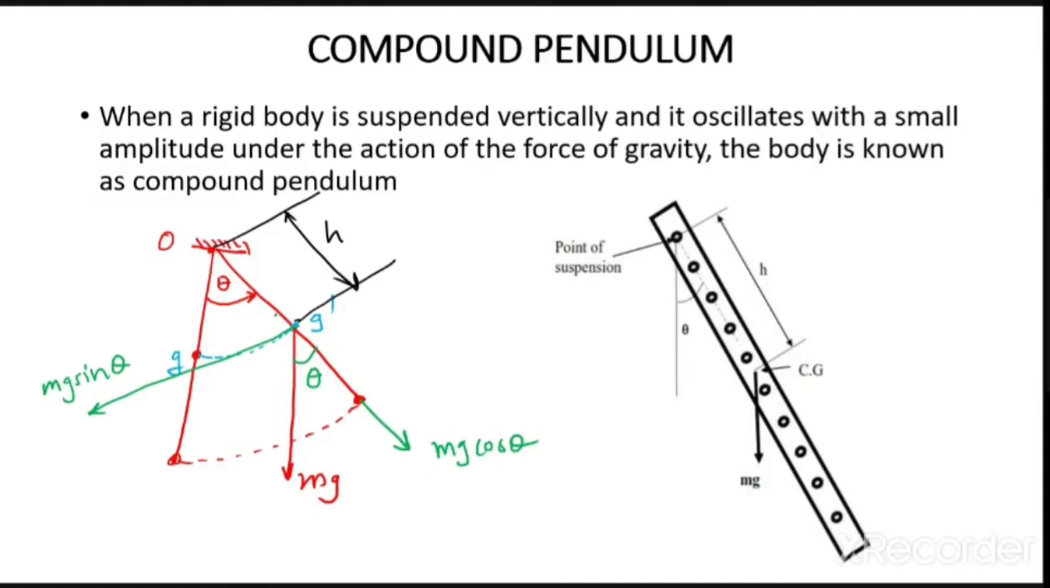So when the direction of the applied displacement, that is the small angular displacement theta, is in the anti-clockwise direction, it is very, very important that theta dot and theta double dot will also be in the direction of the applied displacement. Now, can anybody tell me what is theta dot and theta double dot?